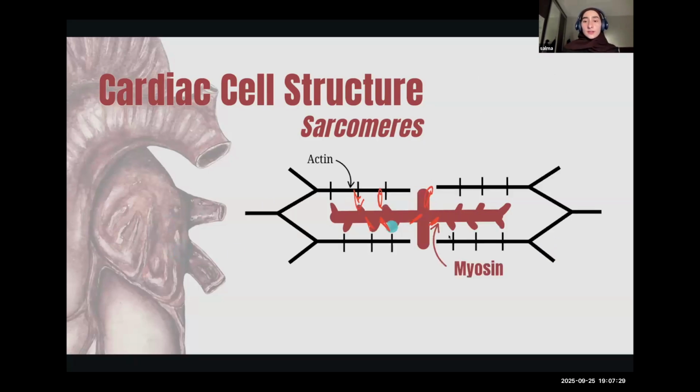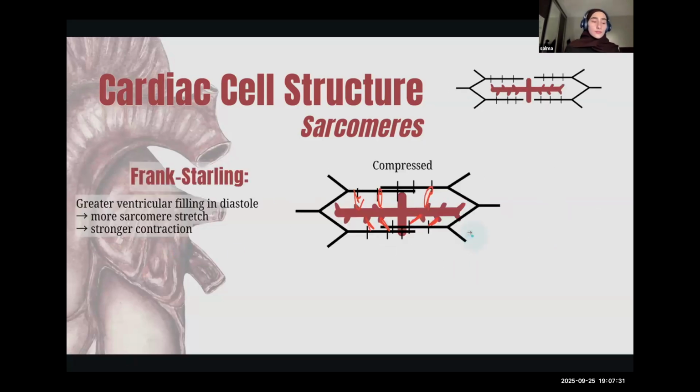So this is where Frank Starling's law comes in, where if you fill in the heart more, meaning you stretch it more, you're going to have a stronger contraction. Because once you get to this state, this is called optimal stretch, you're going to get the strongest contraction. Does that make sense?